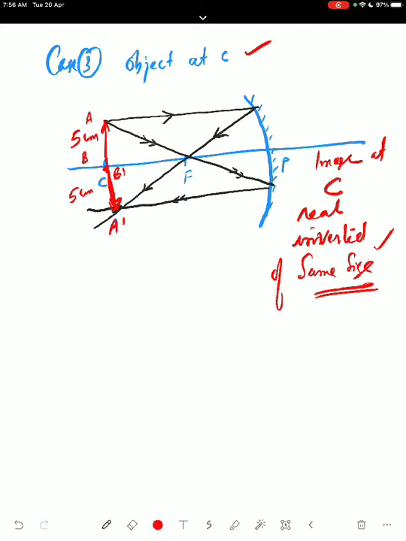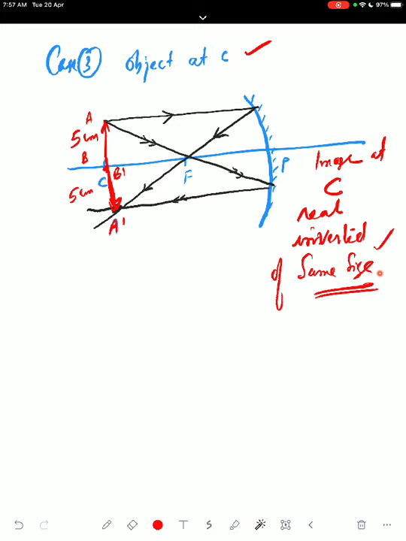So I repeat, when the object is at C, the first ray parallel to the principal axis passes through the focus after reflection. The second ray passes through F and after reflection becomes parallel, and both rays meet at this point where we get the image. So A dash B dash is the real inverted image formed at C, and it is of the same size.